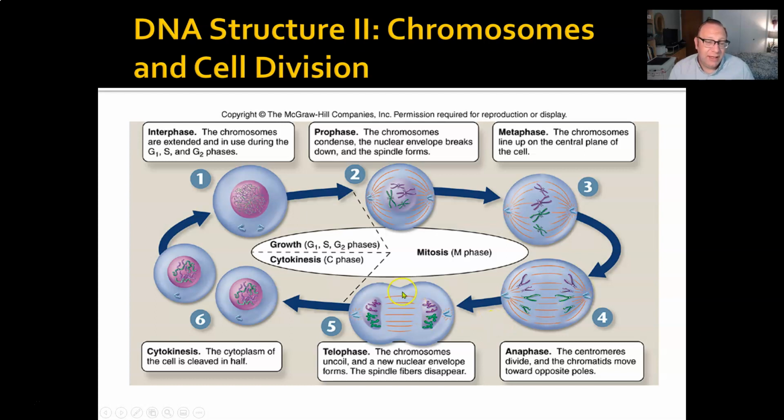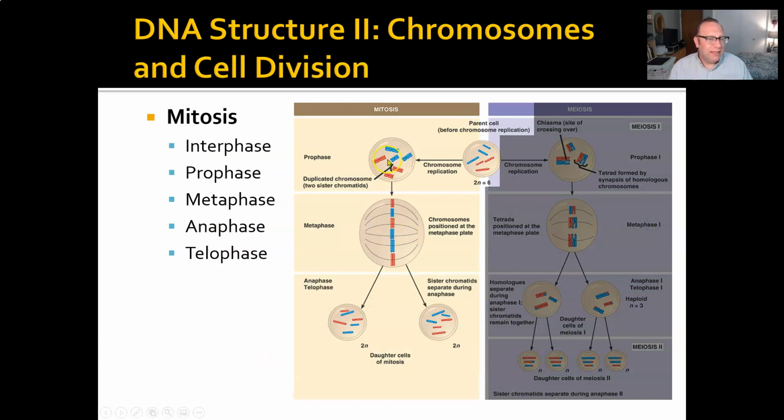And then in the end, the nucleus will reform around each of those, and the cell will begin to divide in the middle. And in the end, you end up with 2 daughter cells with identical sets of DNA. These are identical cells, assuming there hasn't been any mutation in the meantime. That's the basic life cycle of a cell.